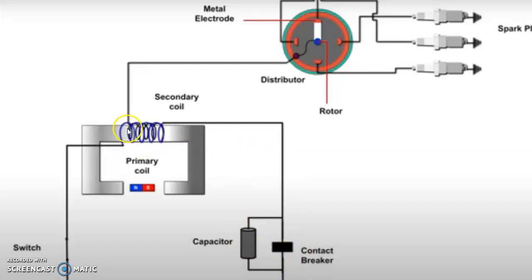The secondary coil is directly connected through wiring to the distributor. Here we can find the rotor, which is a metallic electrode, and these are the 4 spark plugs. As it is a 4-cylinder inline engine, we are using 4 spark plugs. Now let us discuss how it works with the help of this diagram.